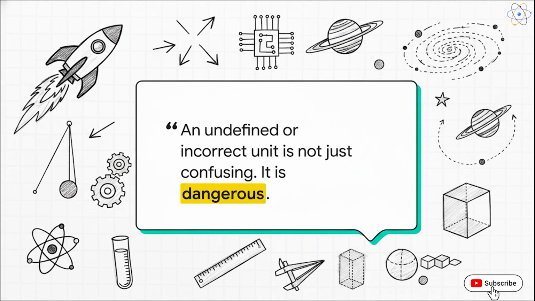Now, take that exact same everyday problem, but imagine it happening in a physics lab, an engineering calculation, or, I don't know, a multi-million-dollar space mission. An undefined or just plain incorrect unit? That goes way beyond being mildly confusing. It's actually dangerous. Units are the agreed-upon standards we use to quantify the physical world around us. If you take away the unit, the number itself tells you absolutely nothing.